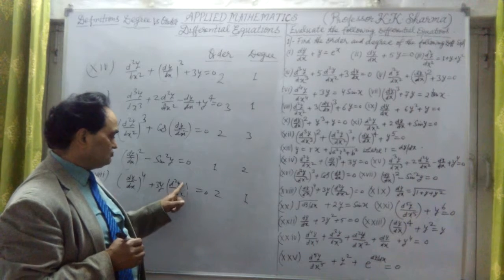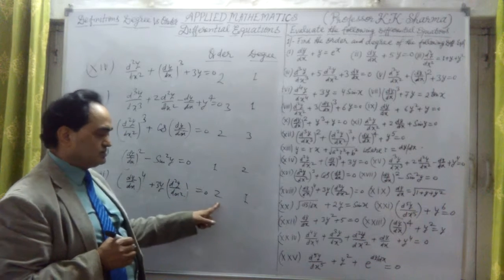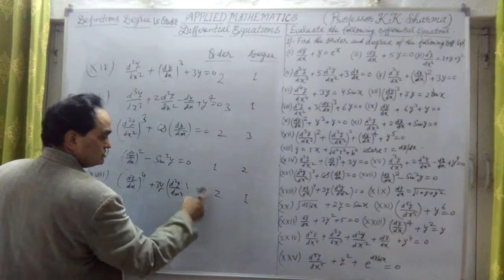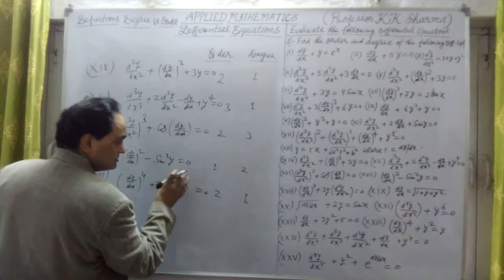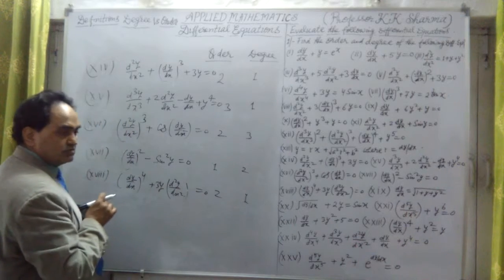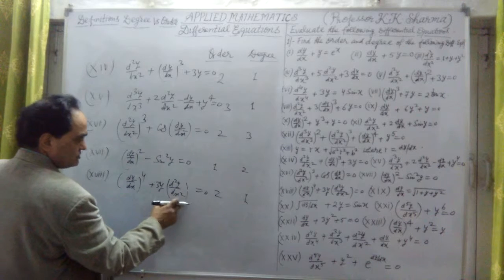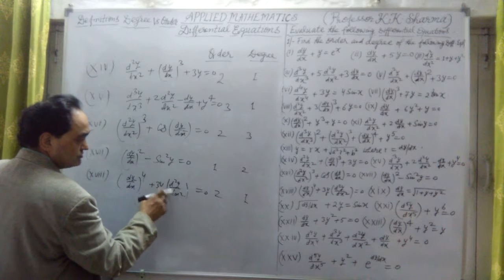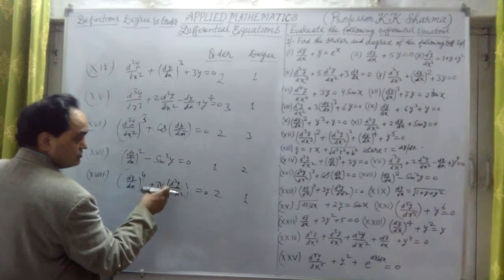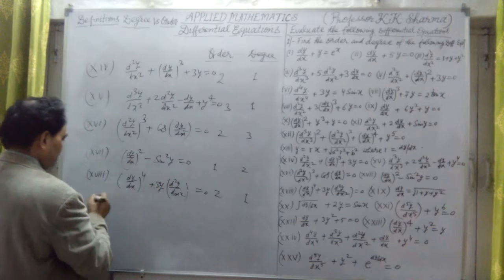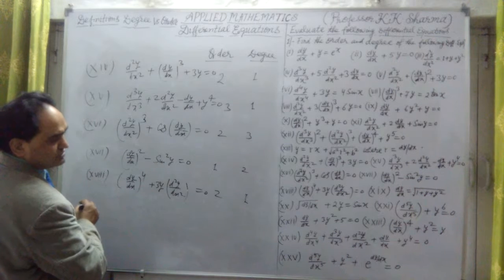The highest order term is d²y/dx². So this is a second order derivative, so order is 2. Only the degree of that highest order term is to be thought about. We have to think about the highest order derivative. What is the power of that? Is it repeated? How many times is it repeated? That is the degree.